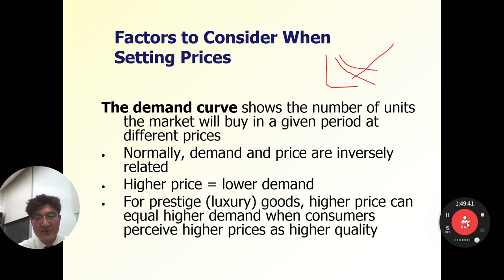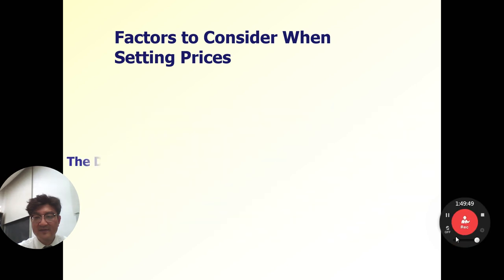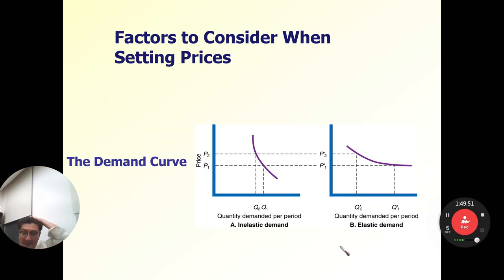I'm going to show you two types of demand curve. Let's start from this one. In this one, when we decrease the price from P2 to P1, then quantity increases from Q2 to Q1.